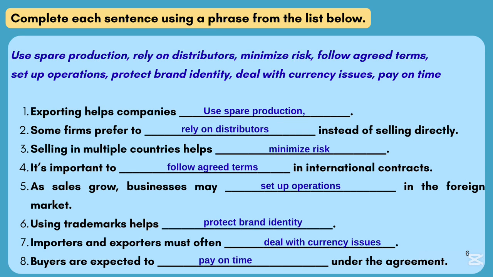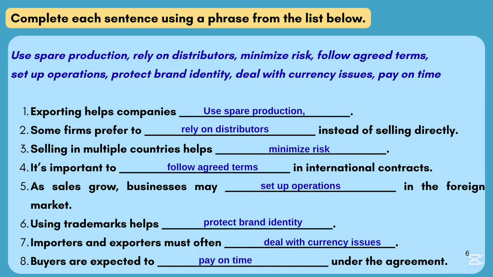Question 6. Using trademarks helps protect brand identity. It ensures no one copies their brand illegally. A trademark is a legal right, and it stops others from selling fake products using your name or logo. For example, a coffee chain might register its logo globally.